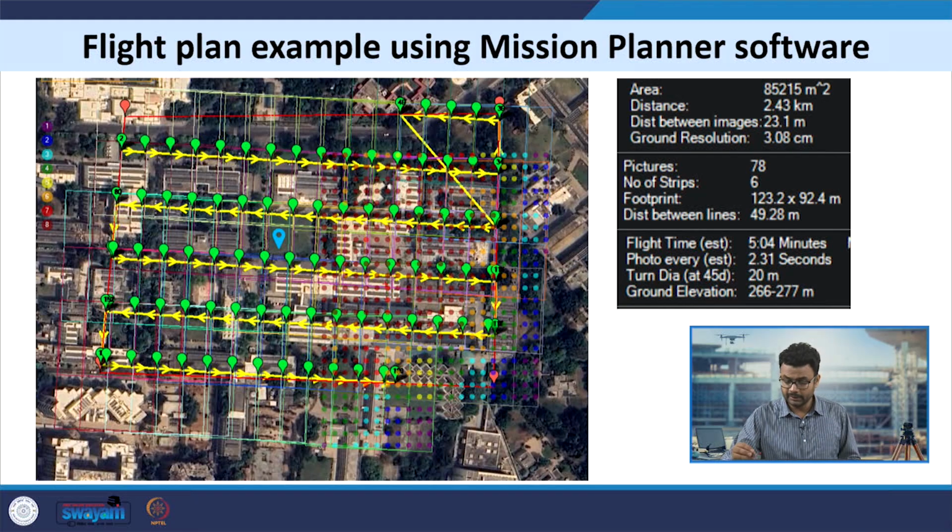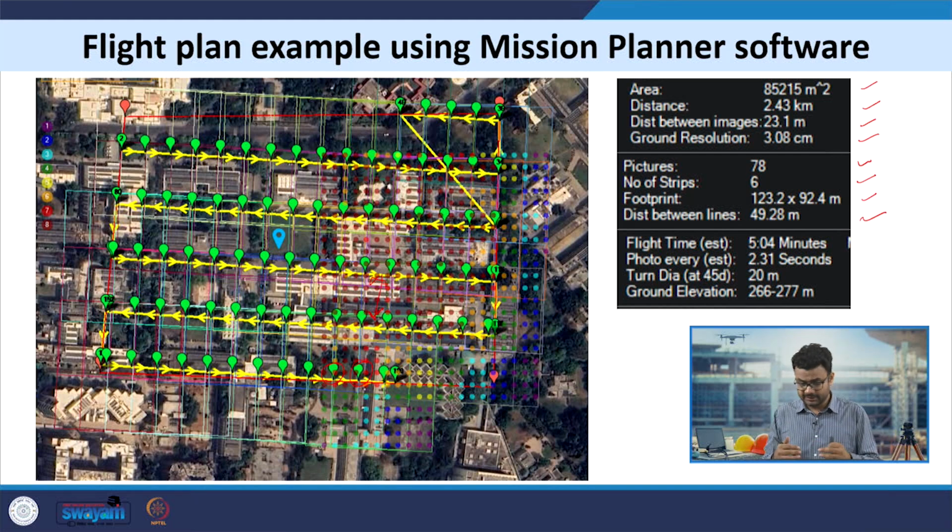has calculated the area based on the region of interest, the distance traveled based on the length of the flight lines, the distance between the images or distance between the exposure stations, also known as the airbase, also the ground sampling distance, which is 3.08, the total number of photographs taken in this flight plan, the number of strips or the number of flight lines, which is equal to 6, the footprint of each photograph on the ground, which is the size of the photograph, and the distance between the lines. So this distance between the lines is 49.28.